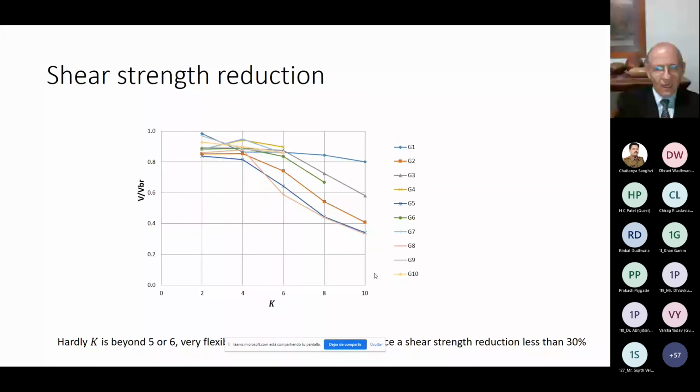And this is the shear strength reduction, also with the flexibility of the beam. We found that yes, there is a reduction of the shear capacity because of the flexibility of the beam. As we said, this K value is between 3 and 6, so the reductions are not too large, usually probably around 20% or less. So more or less that is the type of reduction that we will find in the lateral strength of the walls.